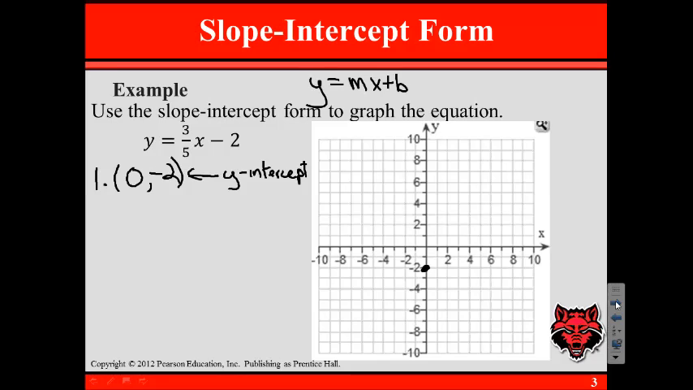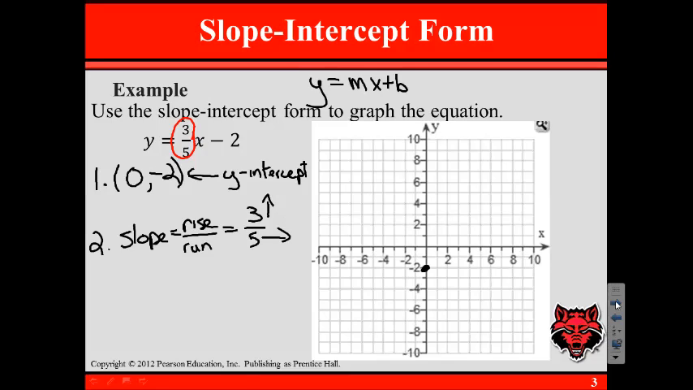The second step is to use the fact that slope equals rise over run to find a second point. So slope equals rise over run, and comparing our equation to y equals mx plus b, the slope is 3/5, the number in front of x, its coefficient. Remember, the rise, that was the vertical value, so that means we'll go 3 up. Run, that was the horizontal value, we'll go 5 to the right.